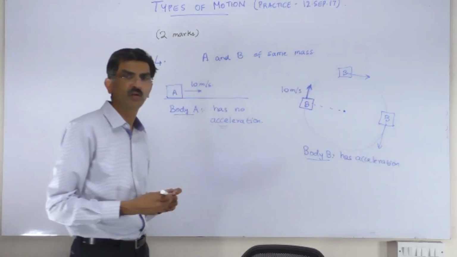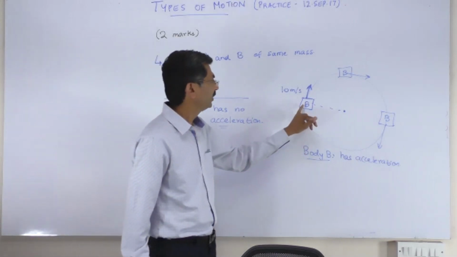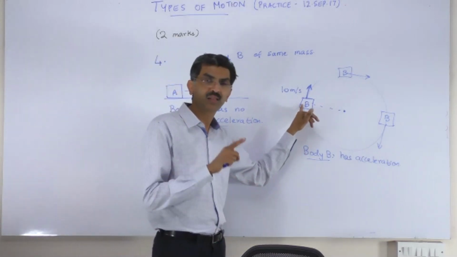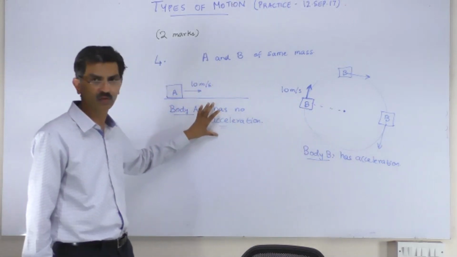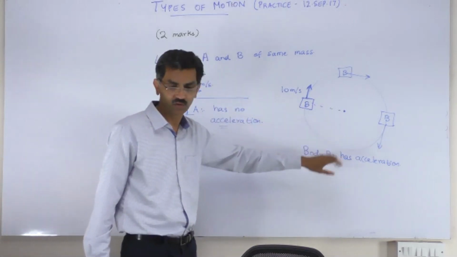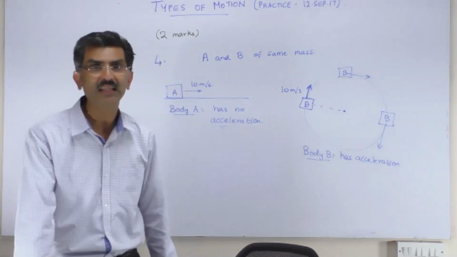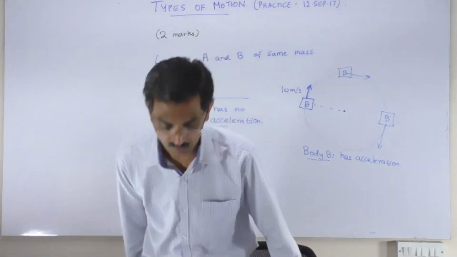Body B has acceleration because its speed is not changing, but its direction is changing. That is why A does not have acceleration, B has acceleration. So option D, the last option, is the correct option.